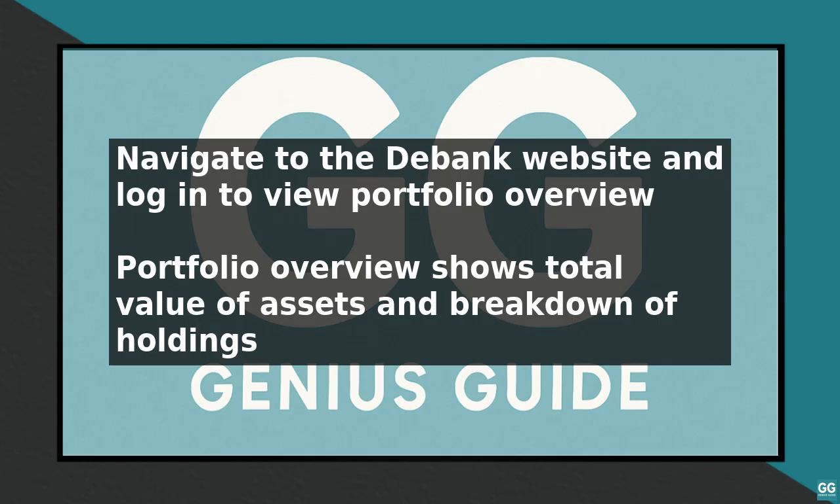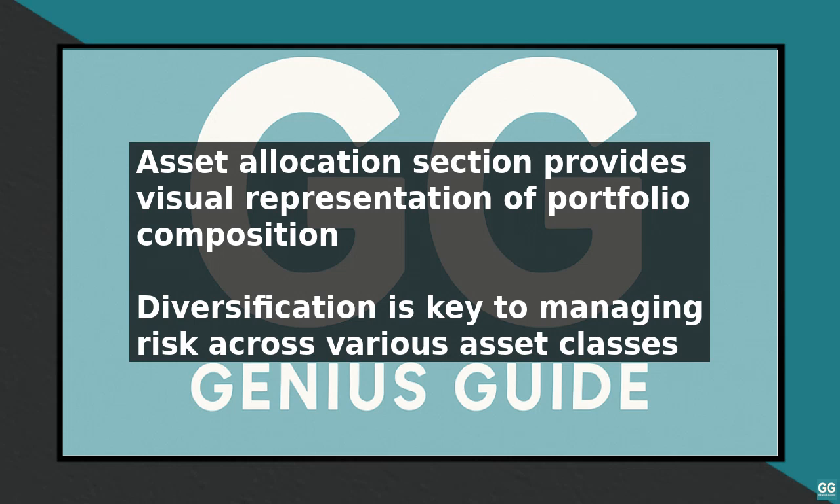To optimize your portfolio, consider diversification, which is key to managing risk. Aim to spread your investments across a range of assets, including cryptocurrencies, tokens, and other digital assets. Another important aspect of the Debank portfolio overview is the performance tracking feature. This allows you to monitor the historical performance of your assets and make adjustments as needed.